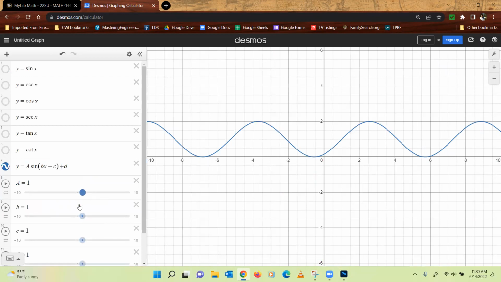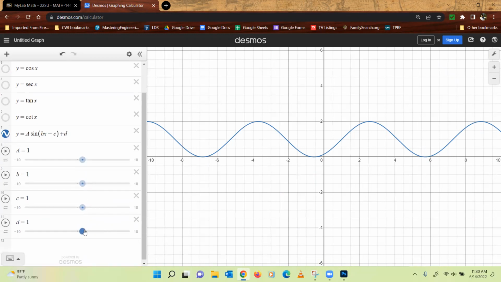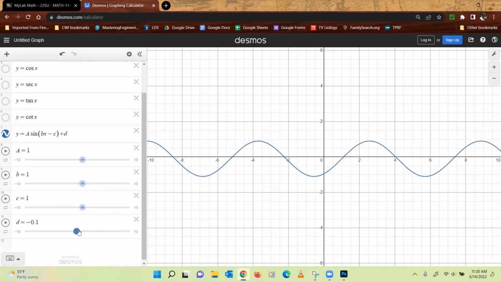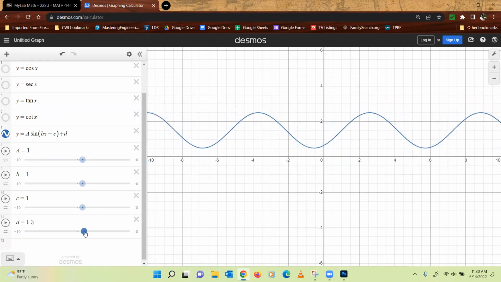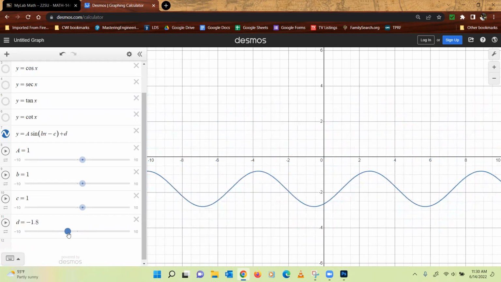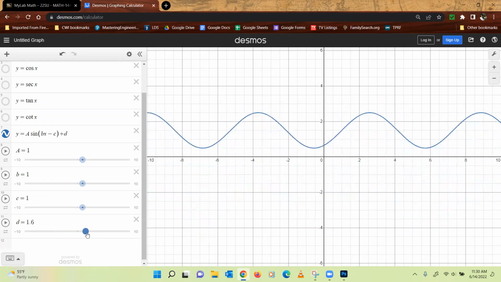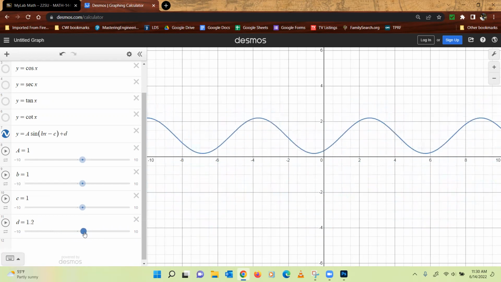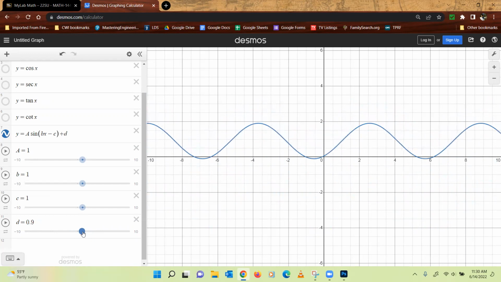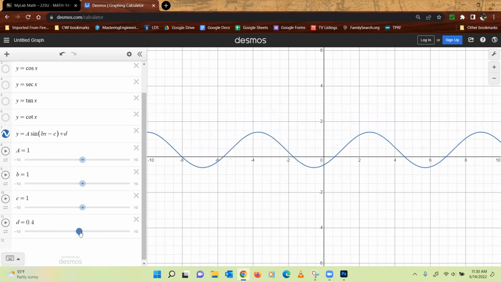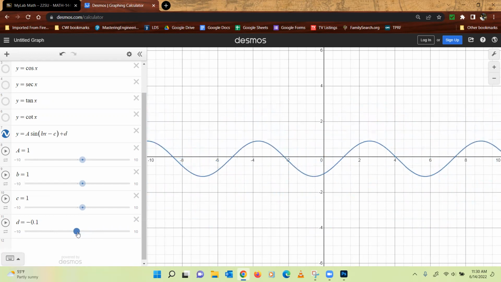Now, I am going to drop d down to 0. I know I use sine, but cosine would be the same. D was our vertical translation. So if we have a negative d, it's going to drop it. If we have a positive d, it's going to raise it up. If it's 0, then there is no vertical translation, and it is right on the x-axis like we started with.